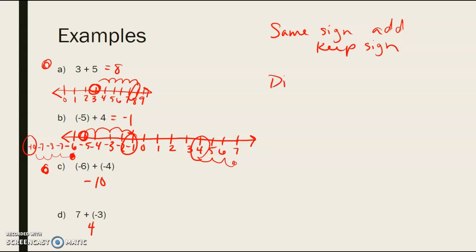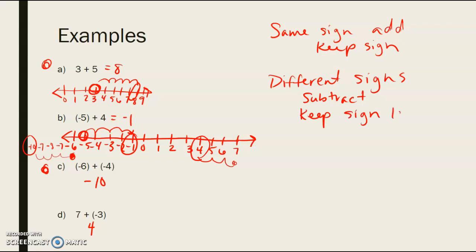When we have different signs, then we subtract. So think about it. If I take 5 minus 4, I get 1. If I take 7 minus 3, I get 4. So when we have those different signs, we are going to subtract. And when we do that subtraction, it keeps the sign of the larger number. So 5 is bigger than 4, and 7 is bigger than 3. So those are the rules if you're not using the number line, and that works each time.